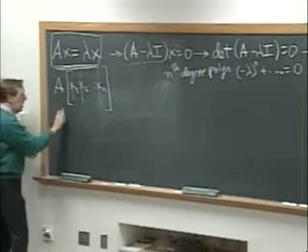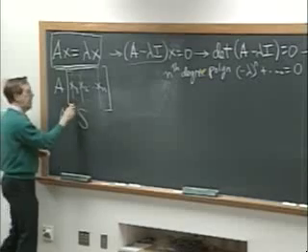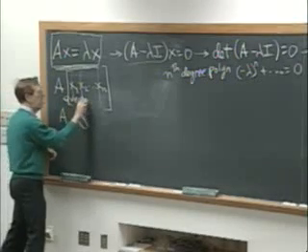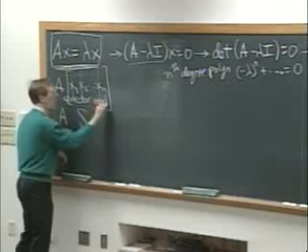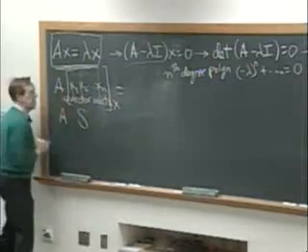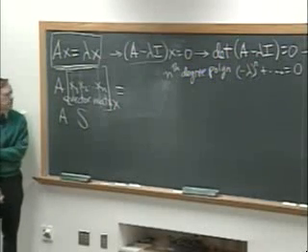And I'm going to call that matrix S. So that's the eigenvector matrix. Can I put that in here? Eigenvector matrix. And I'm just going to do this matrix multiplication, A times S, and ask you what comes out.